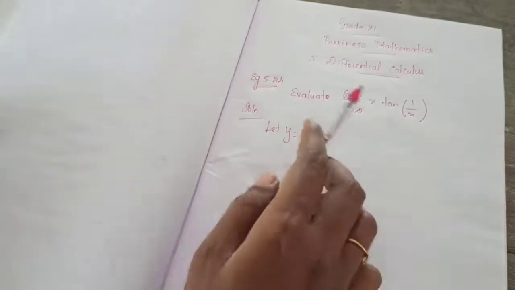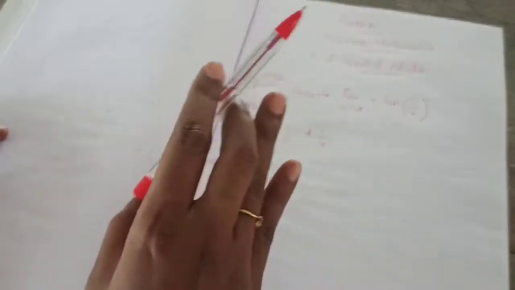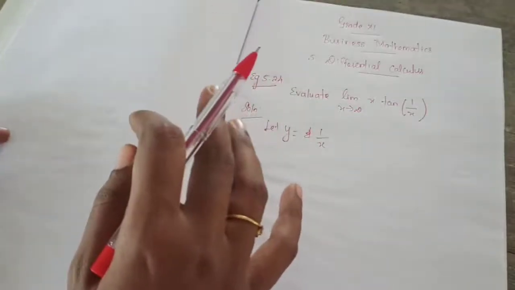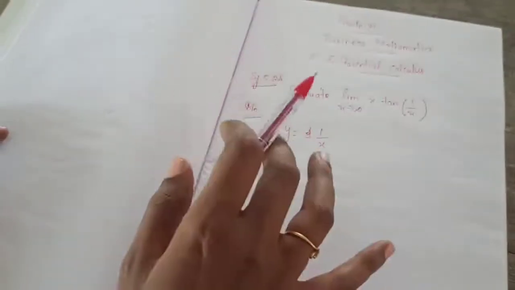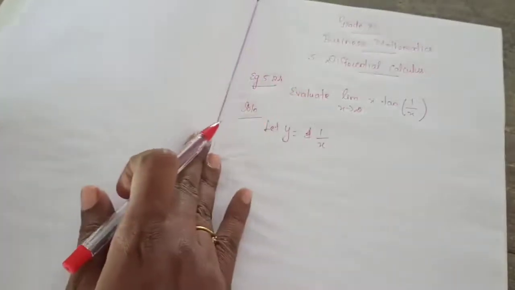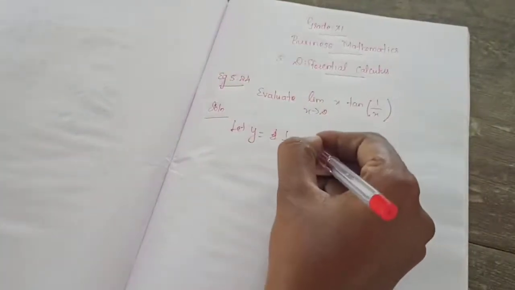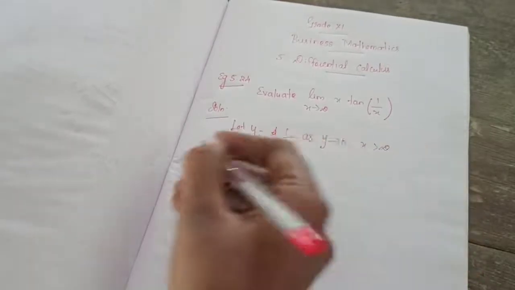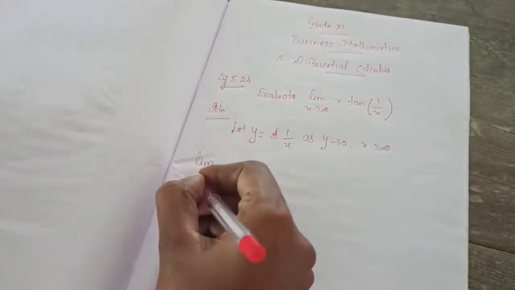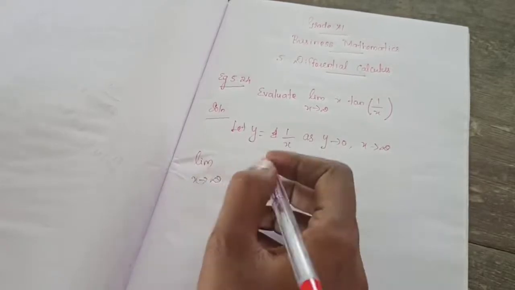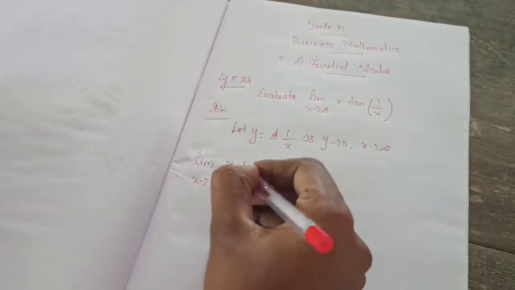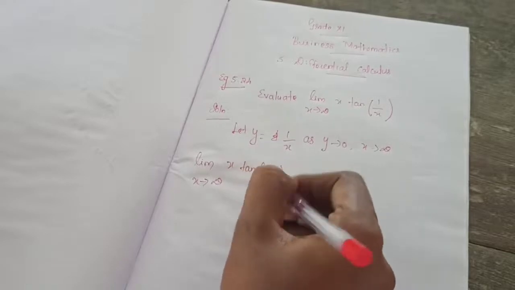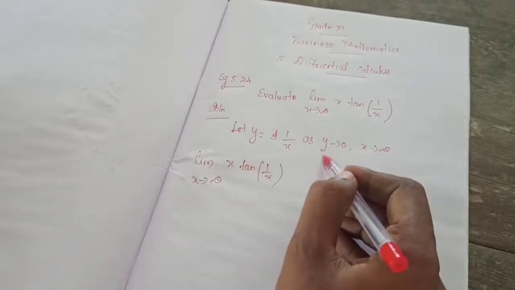If we need to do that, I need to get tan y by y. Here there is no chance to get tan x by x, so because of that we are going to change this to tan y by y. How will we change it? y is equal to 1 by x, so as x tends to infinity, y tends to 0. Now we are going to change the limit x tends to infinity of x tan 1 by x. If x tends to infinity, y tends to 0, correct?